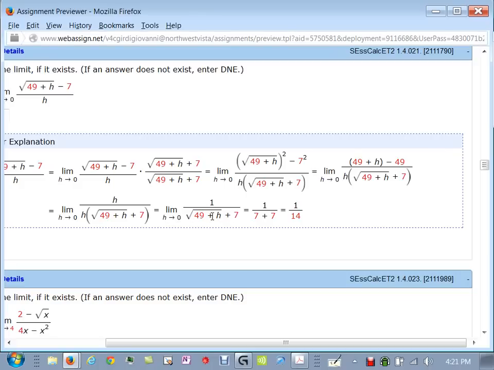Now let h go to 0. You get square root of 49. That's 7, but we had plus 7. 7 plus 7 is 14. 1 over 14. Pretty nice.